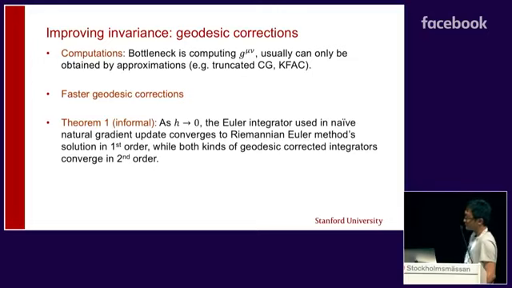In the paper, we also prove a theorem to show that geodesic corrections, including the faster version, converge to the solution of the Riemannian Euler method in second order, while we can view the vanilla natural gradient updates as converging to the exact solution of the Riemannian Euler method in first order.